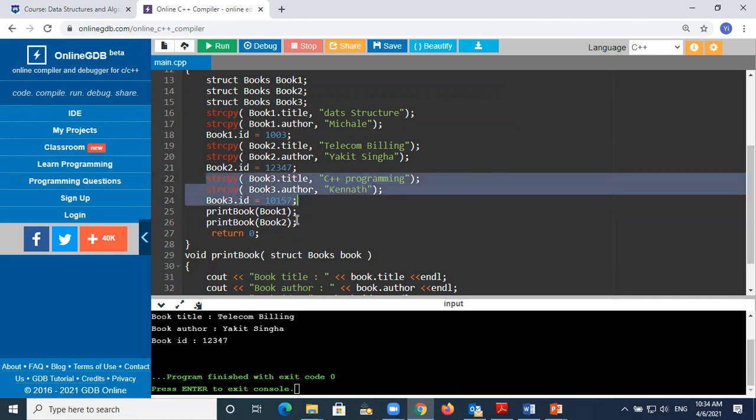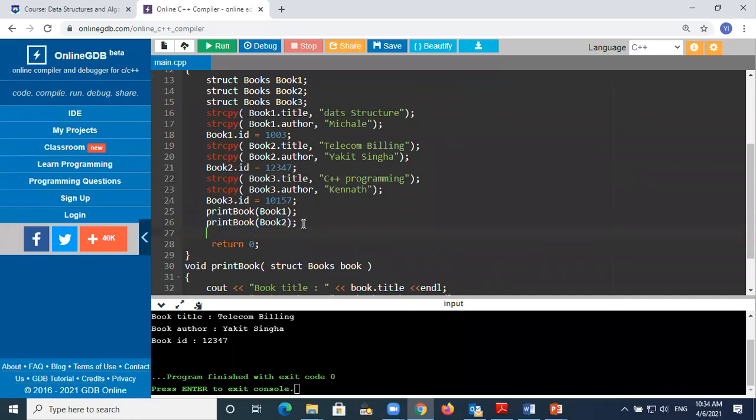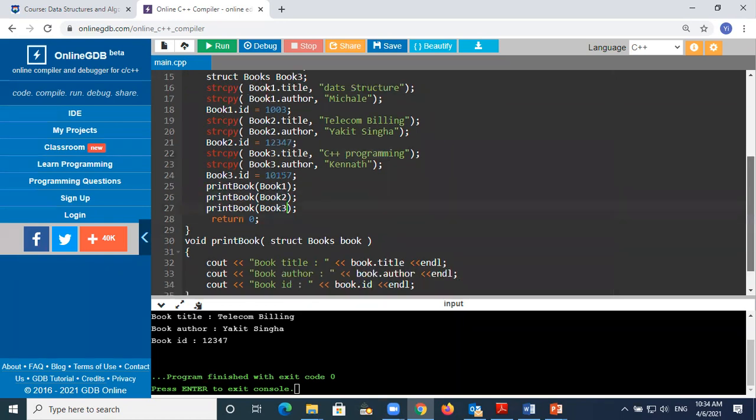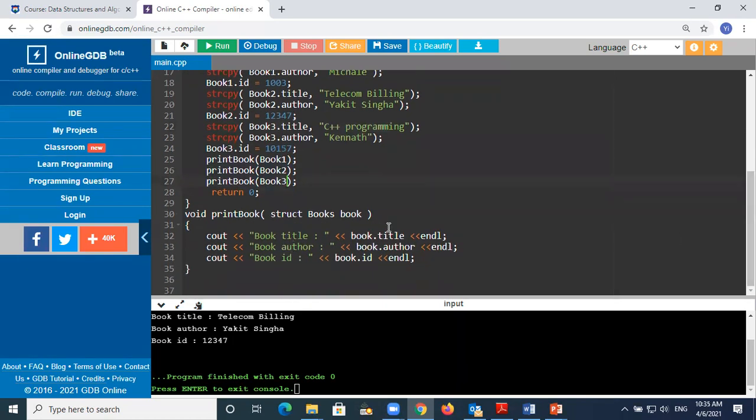So now you are going to print another book. Just add here: if there are 2 books, then just add another book here, book 3. It is going to be book 3 now. So these are the small things that you have to know. Okay, so now it is okay, other things.